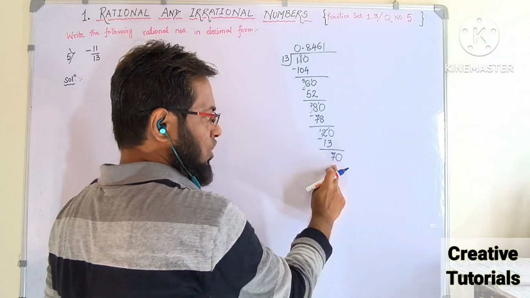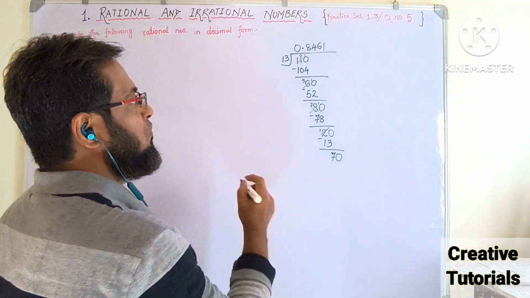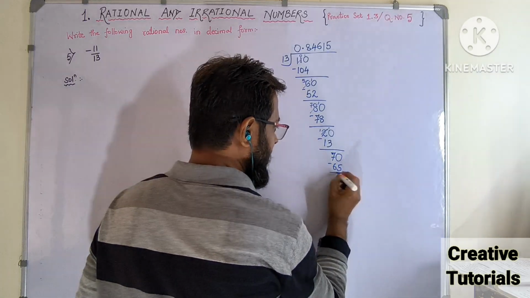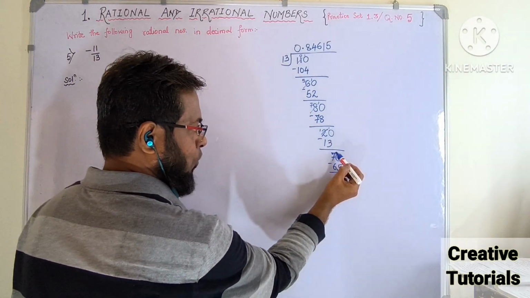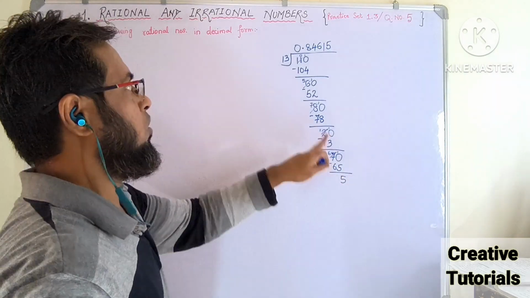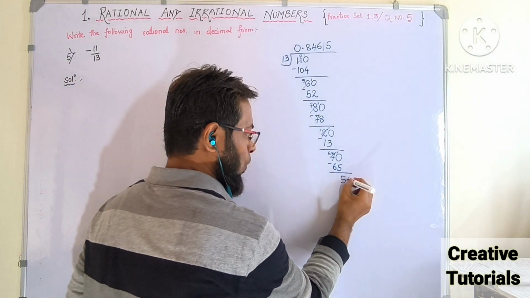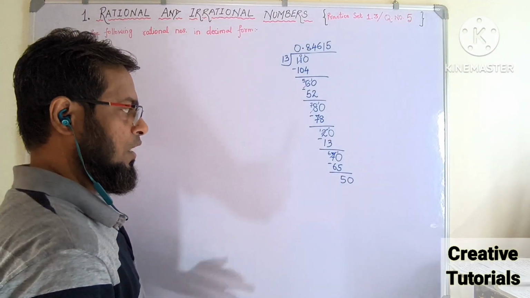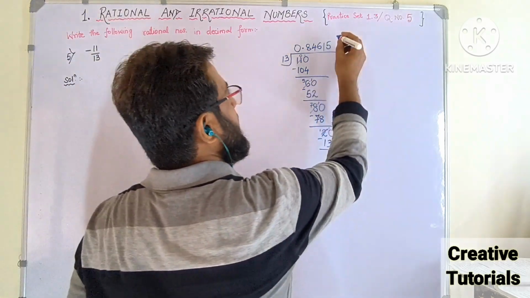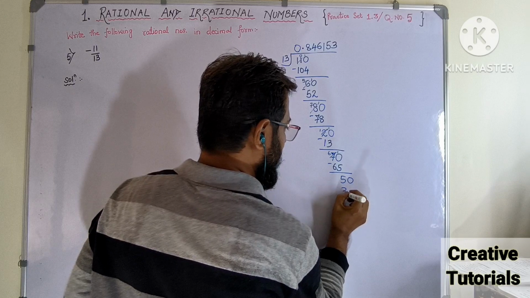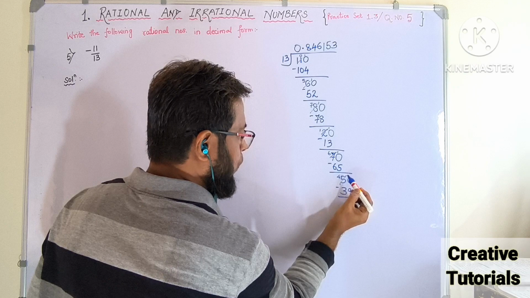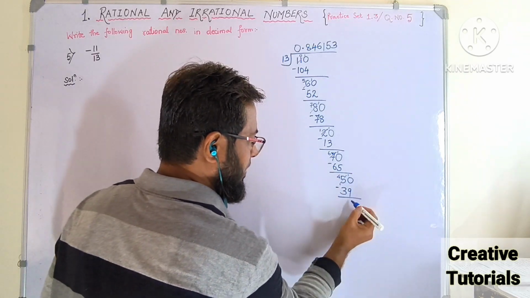Now we will see which number goes near to 70. We know that 13 fives are 65, correct? Now 0 minus 5 not possible, borrow 1 from here. 10 minus 5 is 5. Again 5 is smaller than 13, so add 1 0 here. Now we will see which number goes closer to 13 in table of 13. We know that 13 threes are 39, correct? So borrow 1 from here, this becomes 4. This becomes 10. 10 minus 9 is 1.